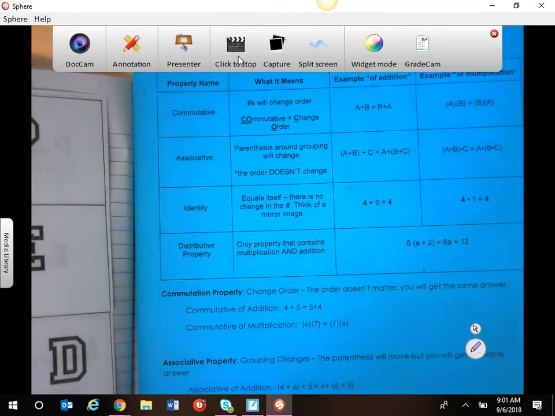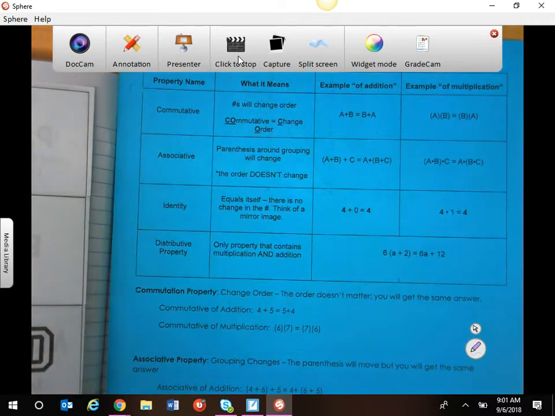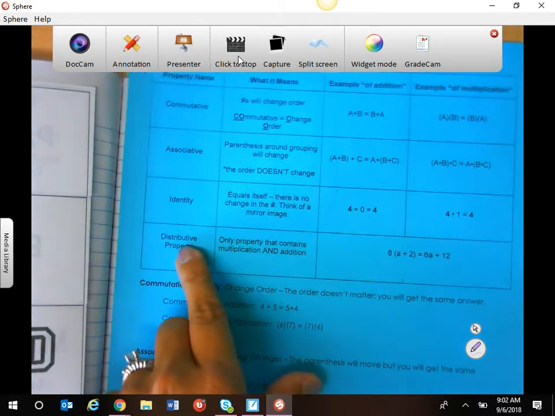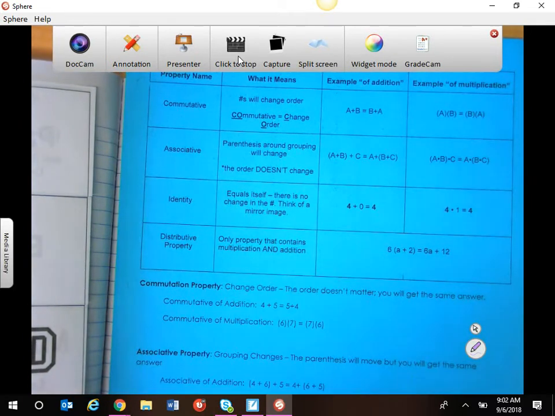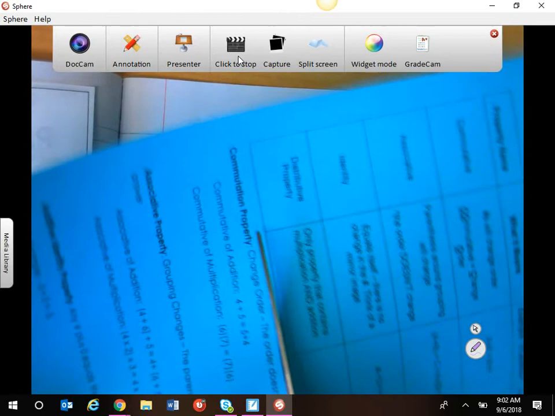Okay, so tonight we're going to talk about different types of properties. And in class we talked about the distributive property, which is right here. So you picked up this blue page when you came to class. So what I want you to do first is I want you to cut it in half. And these are actually going to go in our journal.